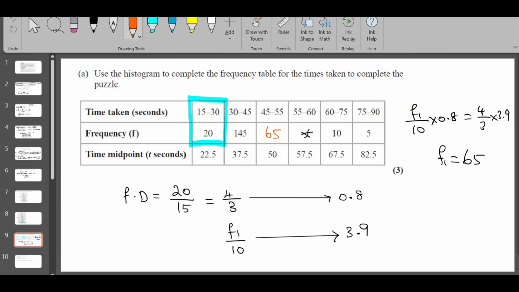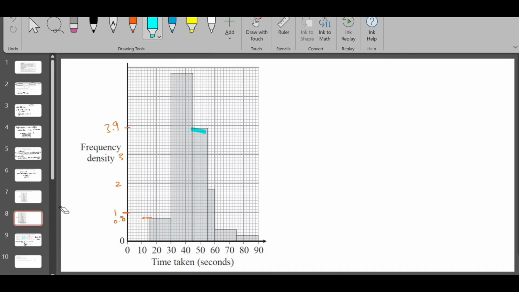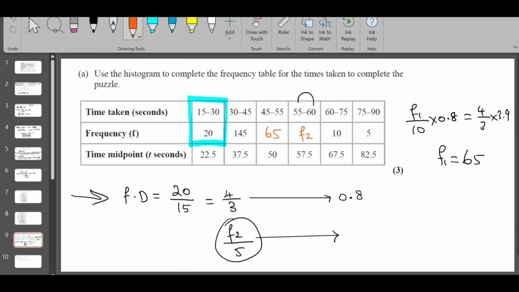So we are going to do the same thing to calculate F2 now. Use the same thing, first bar here, and then F2 over the class interval, 60 minus 55 is 5, that should be the height of the bar. Now let's look at the bar 55 to 60 here. What is the height of the bar? 55 to 60, 55 here, 60 here. The height is, this is 1, this is basically 1.8, right? So the actual height is 1.8.